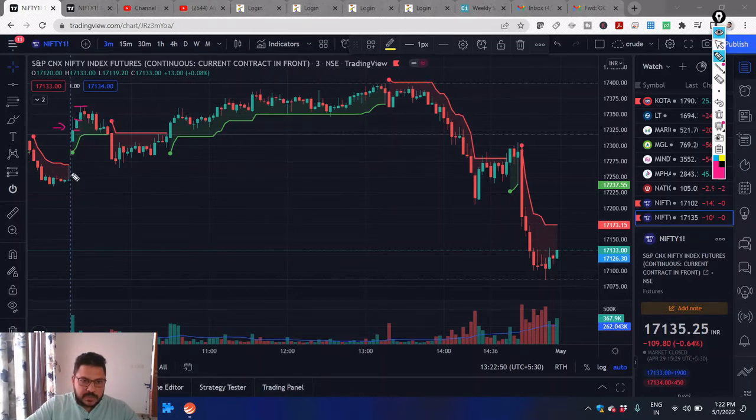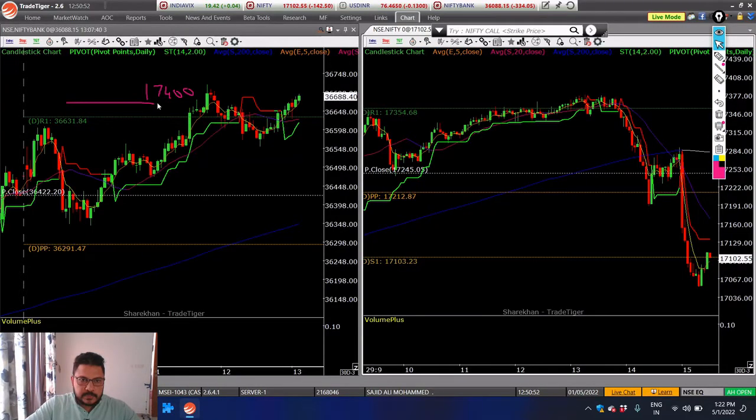So you need to wait till about 9:30. And at 9:30, whenever the Supertrend crossover happens, what you do is you sell a call above this. Assume that you have sold the 17,400 call here. Let's look at the 17,400 call.